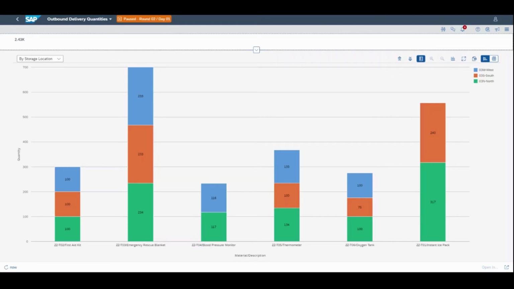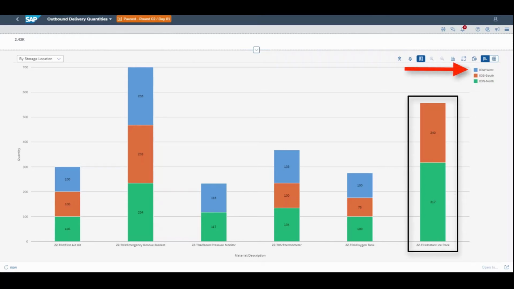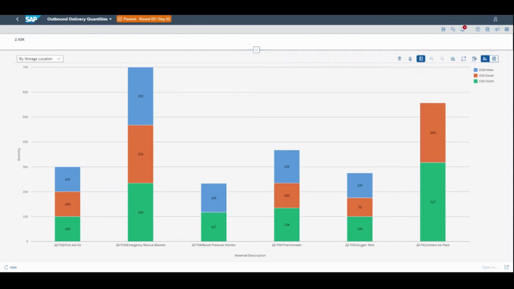Notice that if a product is not sold in any of the regions, it will not appear as a column on the graph. Also, a column will only show regions in which the product in question has been sold. Continuing, for example, it seems we haven't sold any instant ice packs in the West, so it might be wise to allocate even less to this region for the time being. The Outbound Delivery Quantities report will come in quite handy throughout the rounds and will be one of the main reports used by the logistics representative.